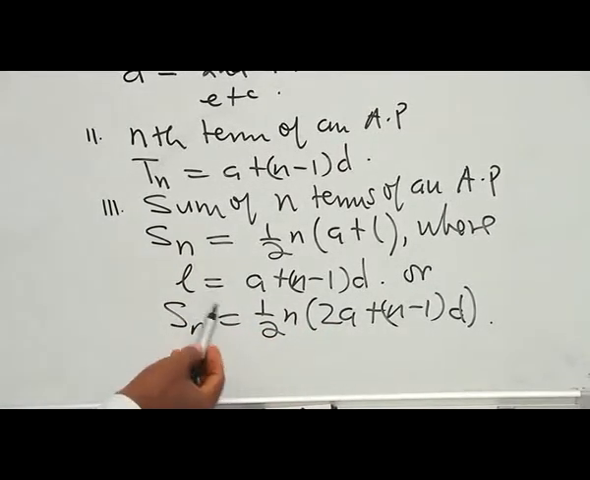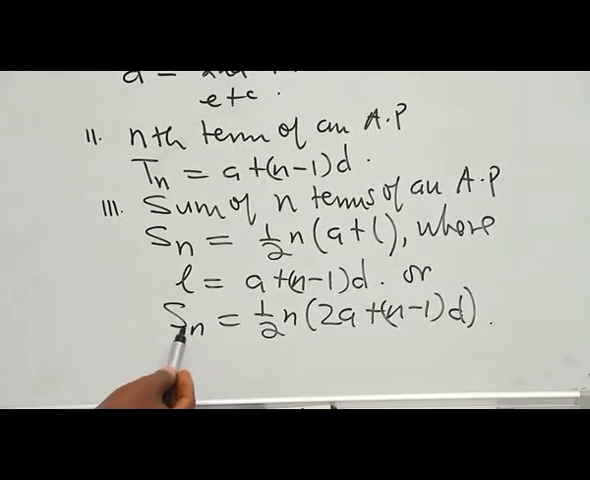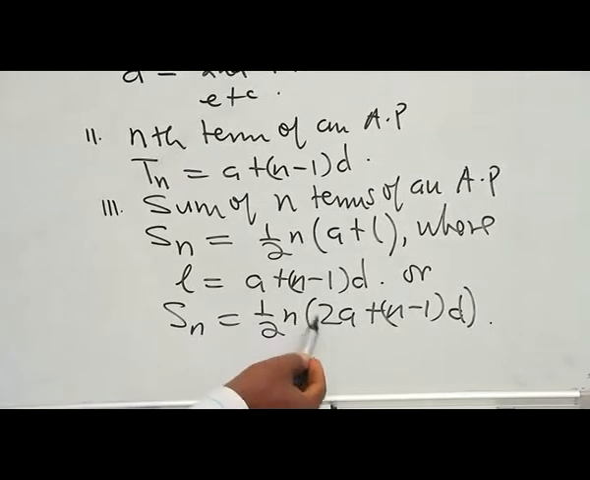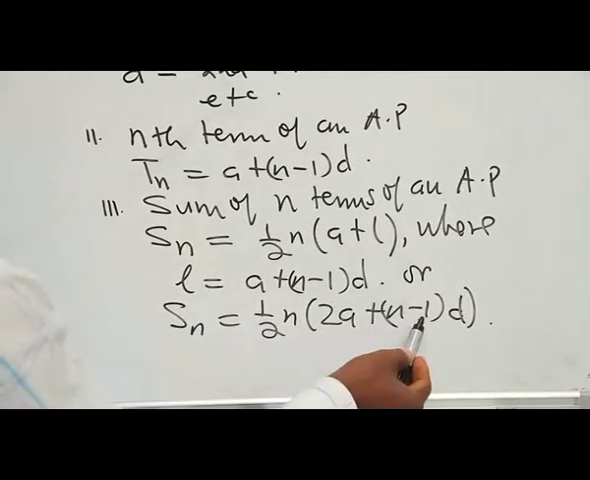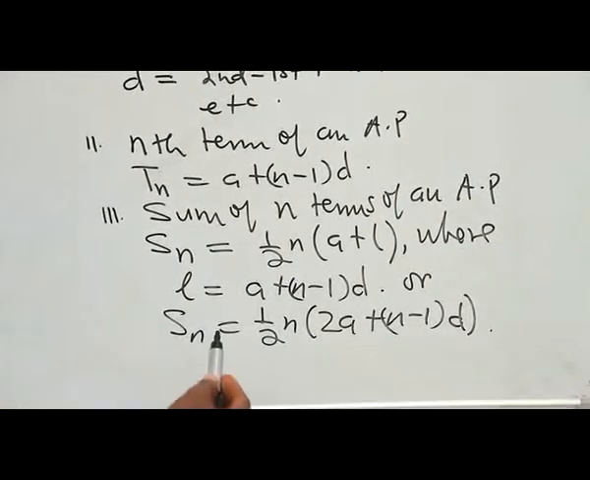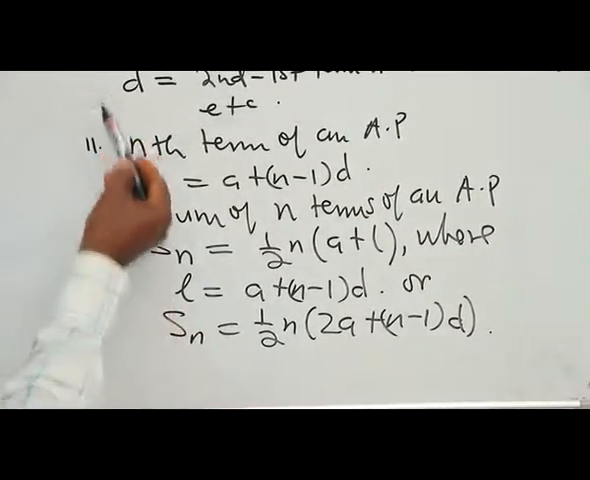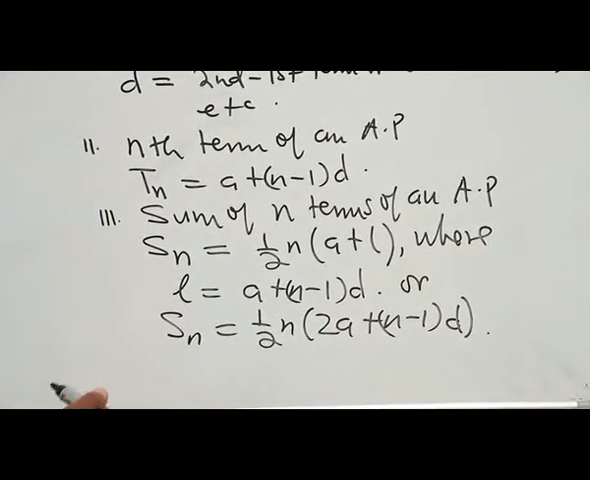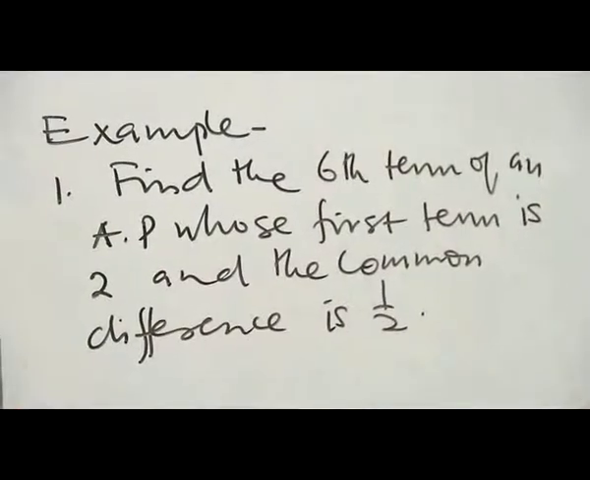Or we can find the sum of n terms of an AP by using the formula Sn equal to half n into (2A plus (n minus 1) times D). So we have refreshed your memory now on some of the key facts that we are going to use in arithmetic progression. Let us now take an example.